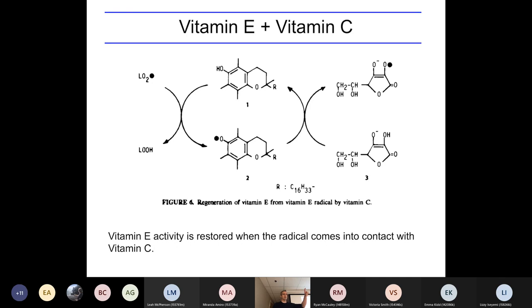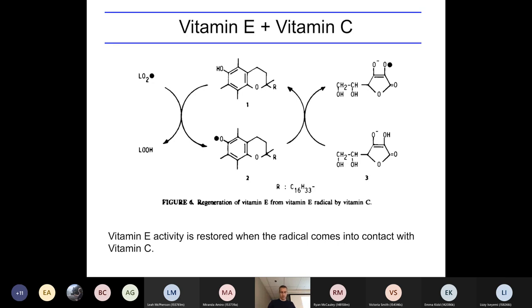Vitamin E is kind of stationary. It's stuck in your membrane. But vitamin C is water soluble. It can flow around your cell. It can come in and out. It's a small molecule. It's much more active. And what it does is it puts hydrogen atoms back on your vitamin E. It restores your vitamin E back into its active antioxidant form.